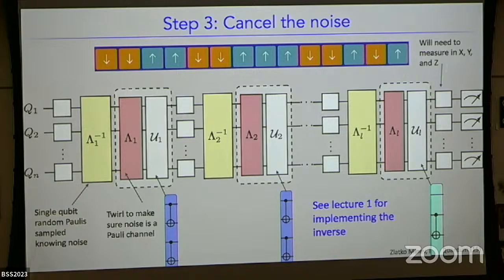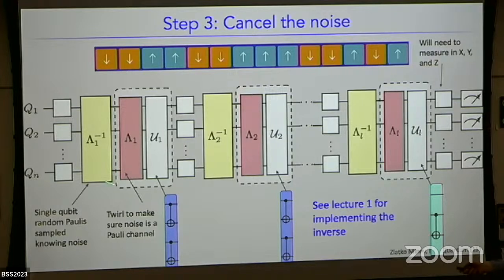And finally, because we want to study the magnetization of this, not just in the Z direction, but in X, Y, and Z, we'll measure in different bases by doing some pre-rotations on the measurements, basically single qubit gates that take Z to X or Z to Y.